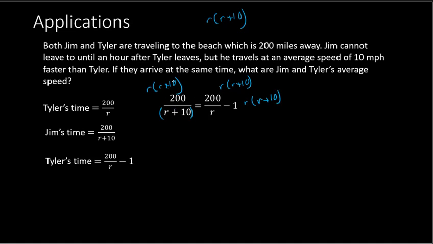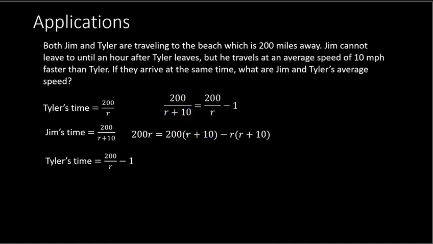So for the left side of the equation, the r plus 10s would cancel. You're left with r times 200, or 200r. On the right side, the first term, the r's would cancel. You're left with 200 times r plus 10, and then minus 1r, so minus 1r times r plus 10.